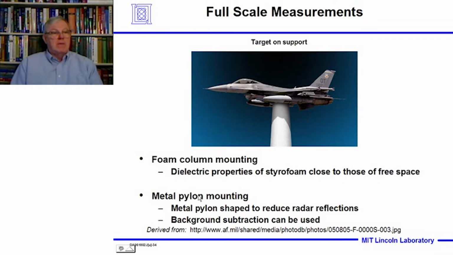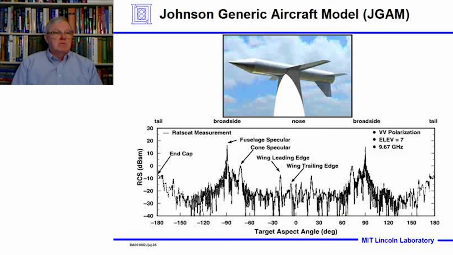You can mount it on a metal pylon, and you shape that pylon to reduce its cross-section and make it very small. You can have just a sharp leading edge and do whatever people need to do to make that very low reflectivity. Or you can make your measurements with just the pylon and no target, and subtract off the background, which is just the pylon, from your measurements, and that would then be the measurement of the target. It's sort of target plus pylon minus pylon cross-section equals target cross-section. That's how full-scale measurements are made.